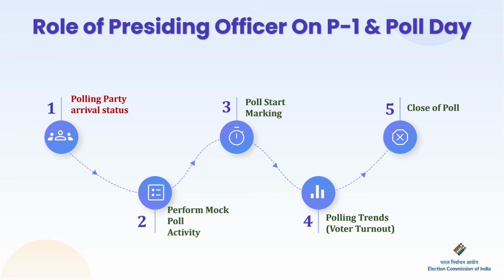After logging in, the PRO has to perform 5 key activities. One day before the poll, the PRO must update the status of the polling party upon their arrival at the polling station. On the poll day, the PRO is required to update the status of the mock poll, start of poll, polling trends, and close of poll.